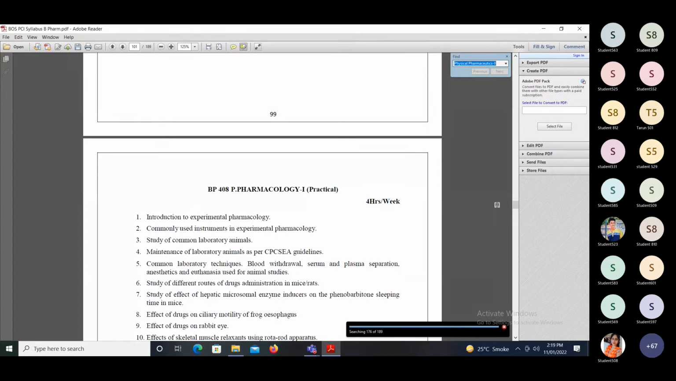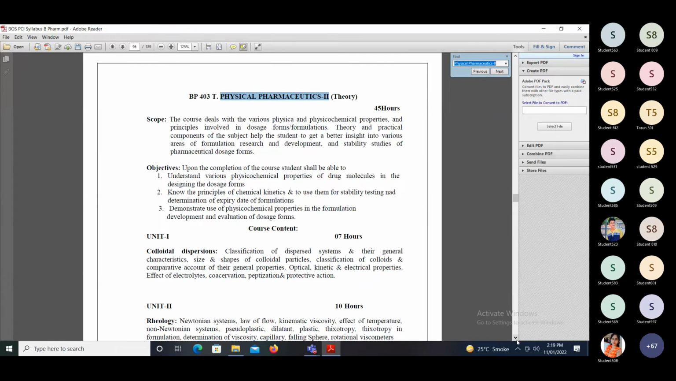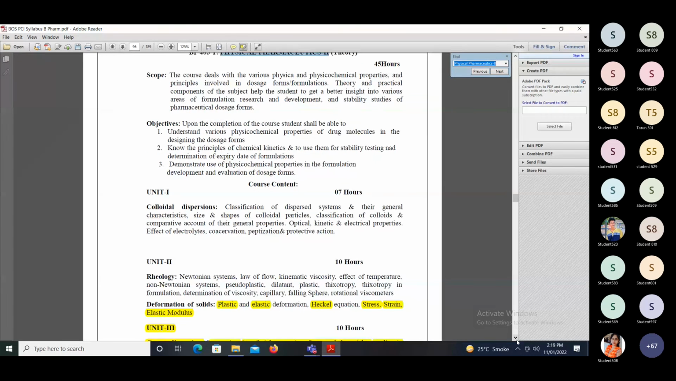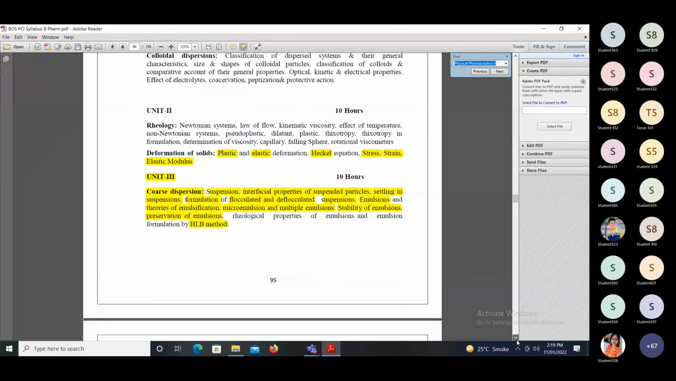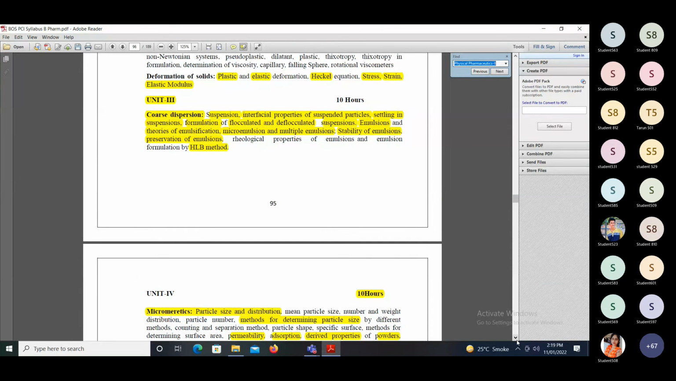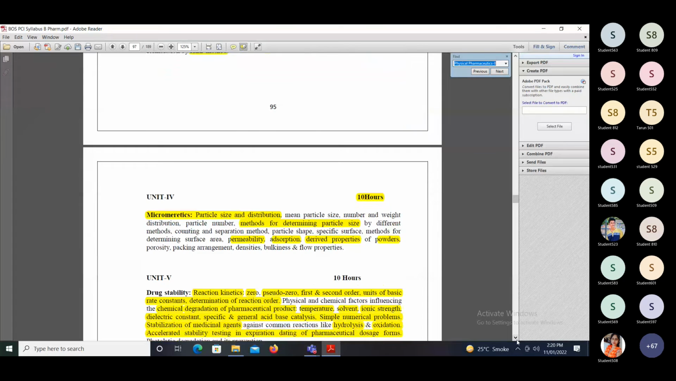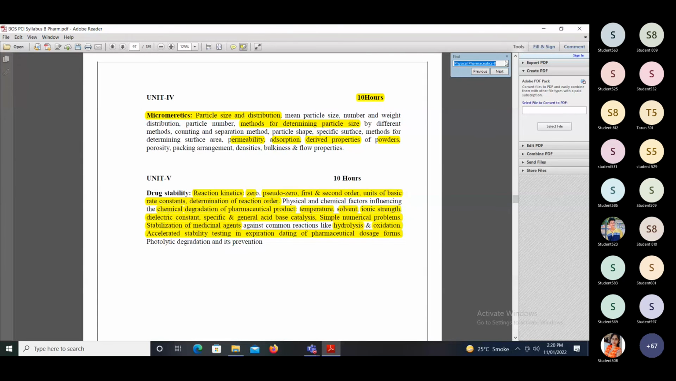Colloidal dispersion. Second unit, rheology and deformation of solid. Third unit is the coarse dispersion. The next one is micromeritics, and the last one is drug stability. These are the units included in this physical pharmaceutics 2.